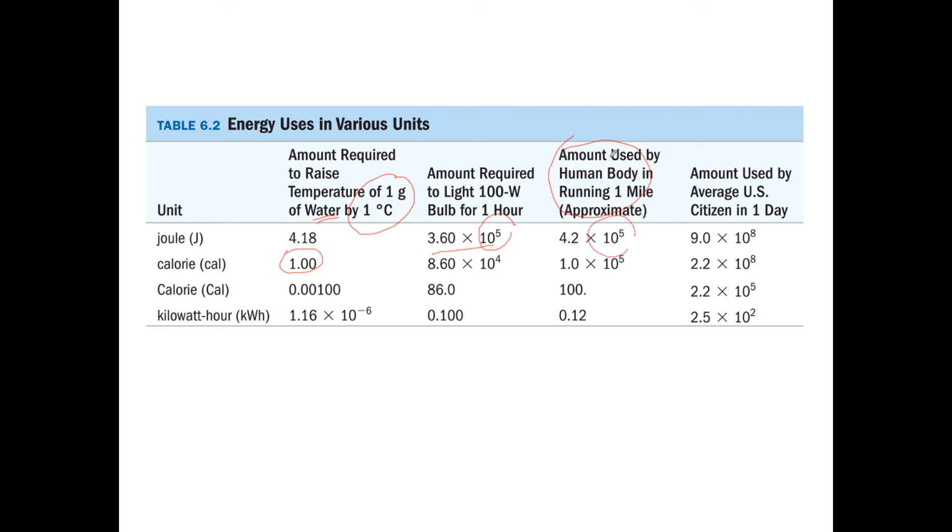Amazing. And then the amount used by the average U.S. citizen in one day is about 1,000 times that, 2,000 times that. That's amazing. It's like running 2,000 miles. Anyways, these are just some numbers that it's good to look at, to get a sense of what these energies mean. And I think that's it for this section.